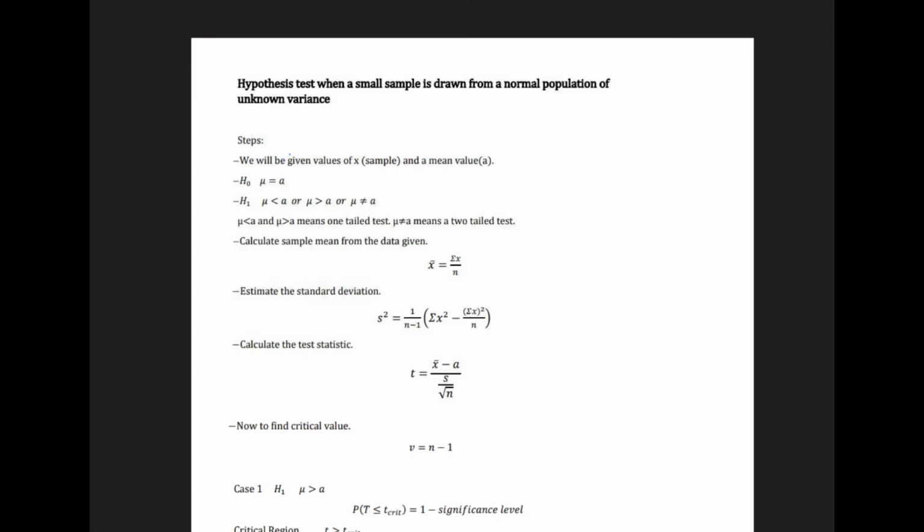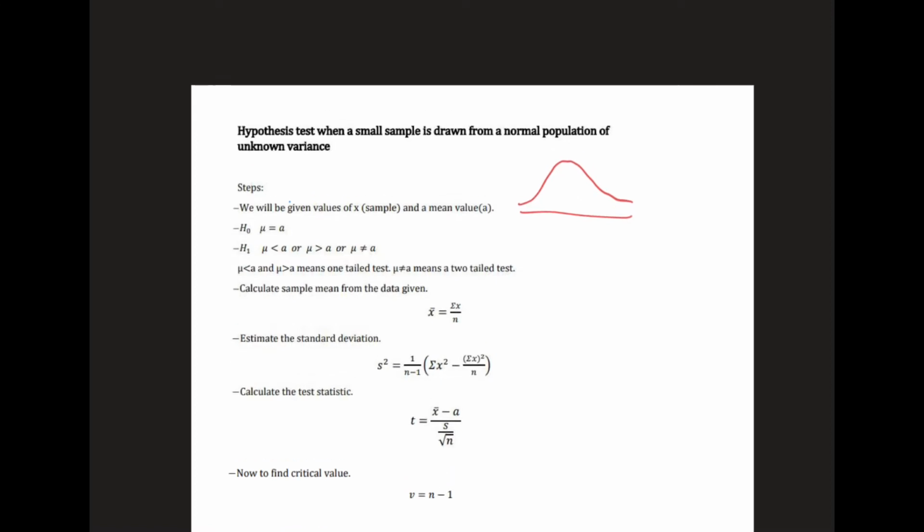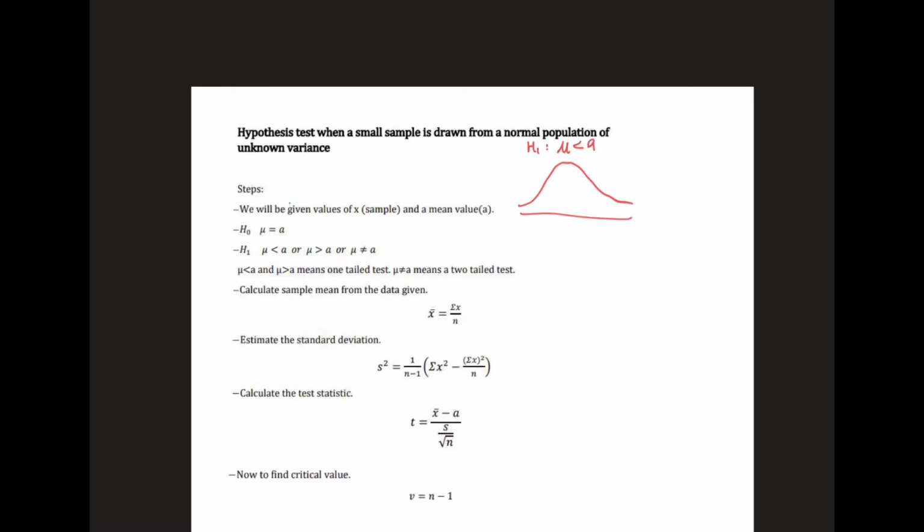Imagine you have a graph. When they say mu less than a, basically that means less than a, so it's this situation. This is the H1 region, this is the H0 region. If they take H1 as mu greater than a, the graph looks like this. H1 is always a small region. So you have T critical here, and just now this one is negative T critical. Then H1 is here, H0 is here.